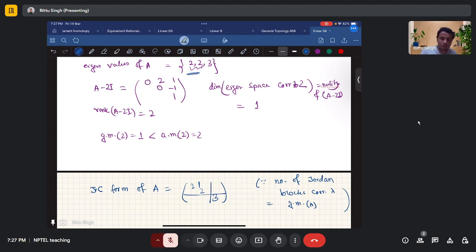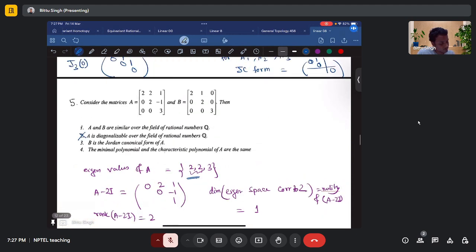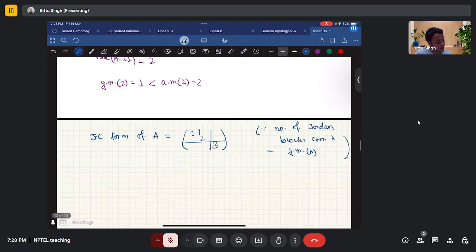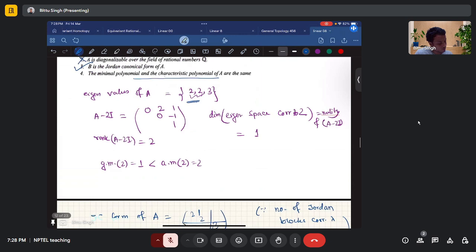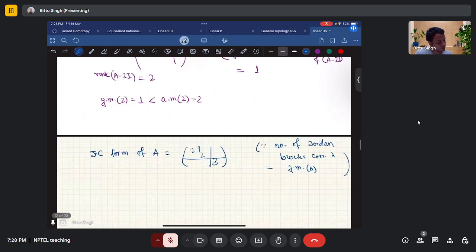Okay, so this would be the Jordan canonical form for A. So this is correct, right? B is the Jordan canonical form of A. Next, the minimal polynomial and the characteristic polynomial of A are the same. The characteristic polynomial is already obtained.